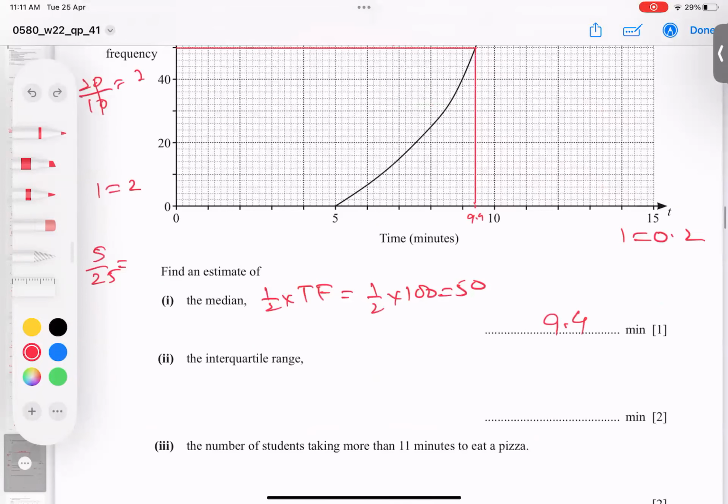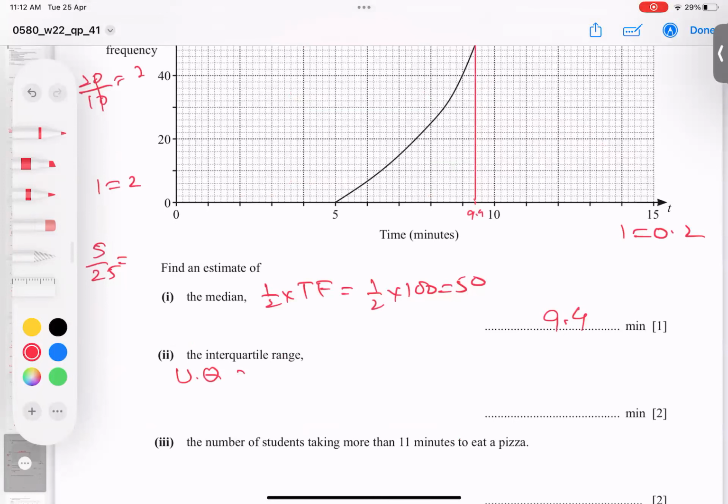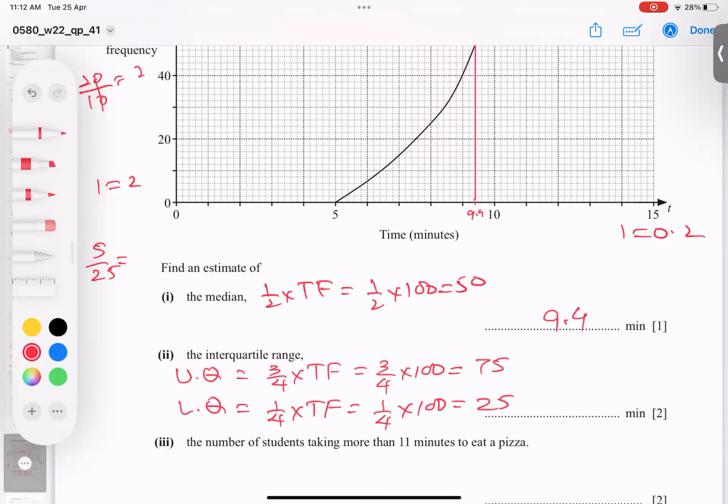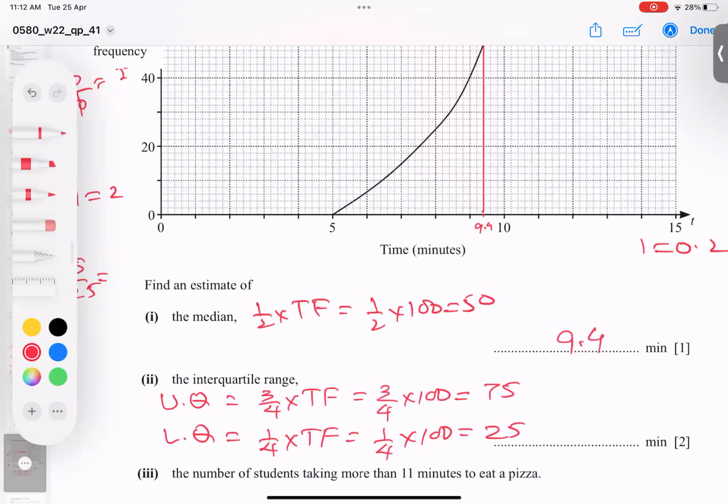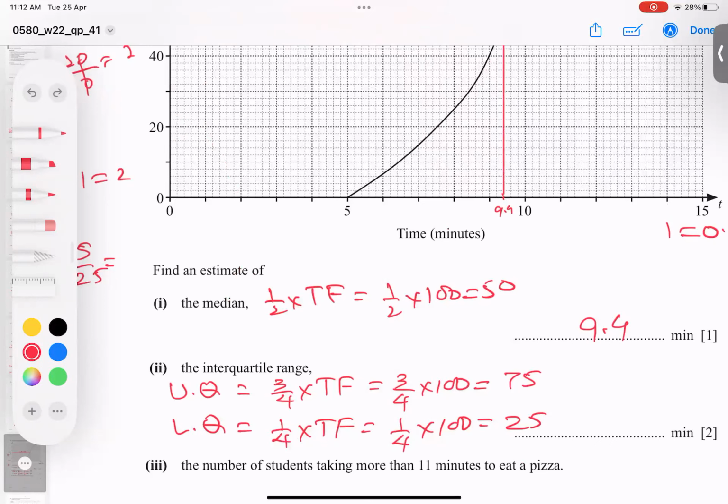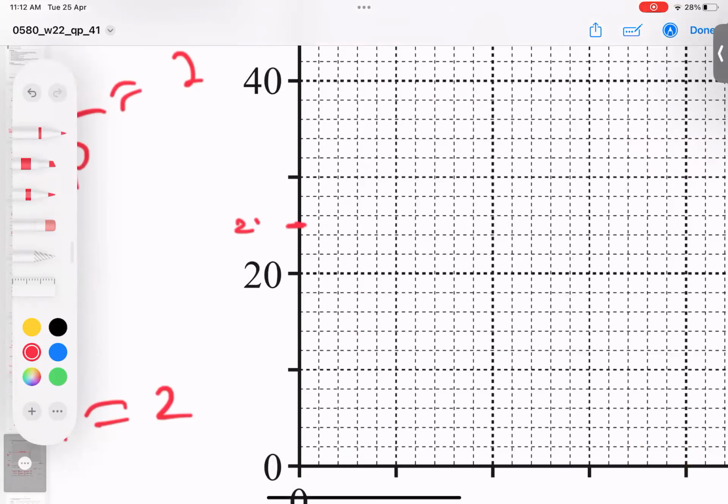For the interquartile range, let's find the upper quartile, then I will find the lower quartile, then I subtract them. Upper is 3/4 of the total frequency. 3/4 of 100 becomes 75. Lower is 1/4 of the total frequency, which is 100. So 1/4 of 100 becomes 25. So first of all, the lower quartile. Where is 25? Here 20, here 30. 25 is here.